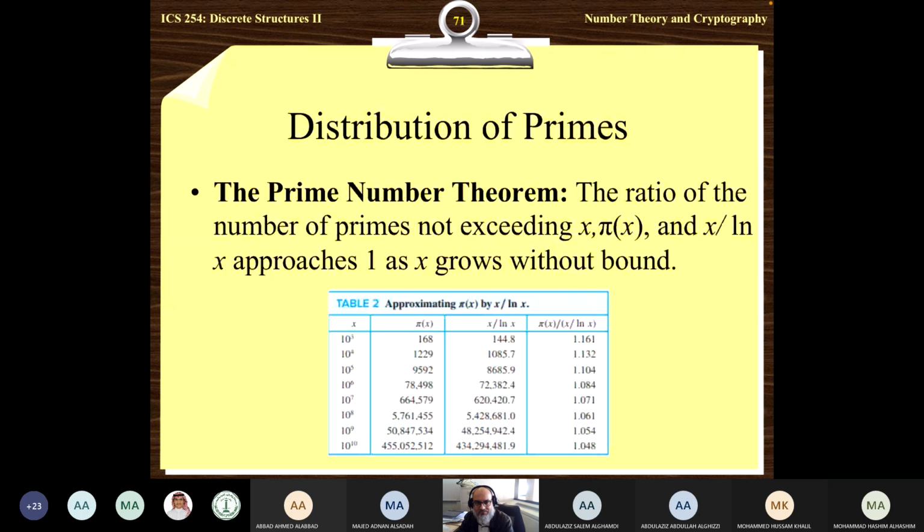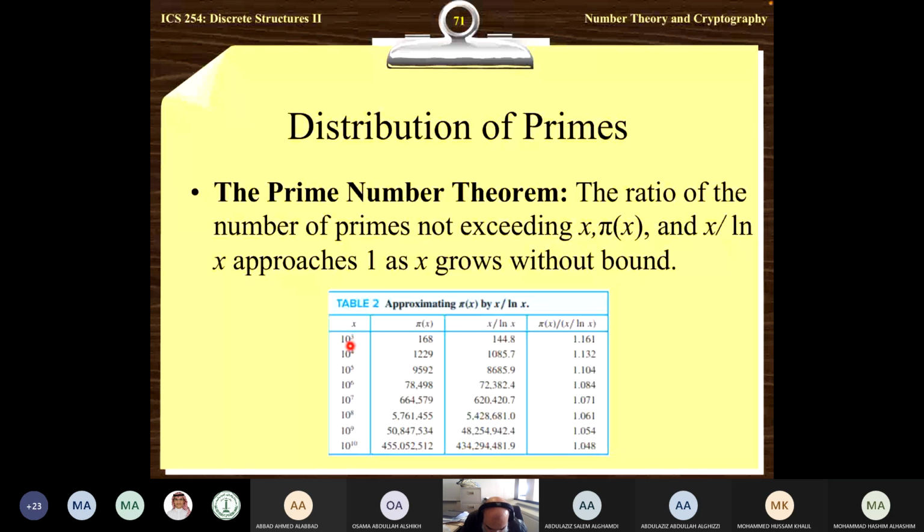I see x, pi of x, and x over ln of x are getting the same. Yes, this is what the prime number theorem says. It basically says that if x grows without bound, the number of prime numbers that are less than or equal to x is approximately equal to x over ln x. And this is obvious here in the table.